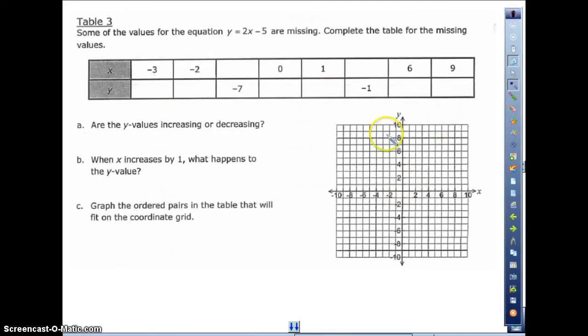On to table number 3. Some of the values of the equation y equals 2x minus 5 are missing. Complete the table for the missing values. You guys know how to do this now. I'm going to pause the video here. You work this one on your own. Do this one all by yourself, no talking.